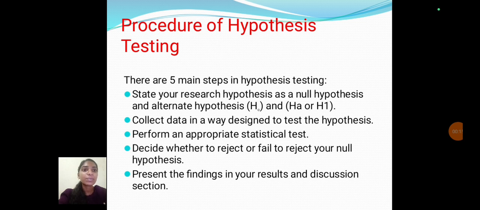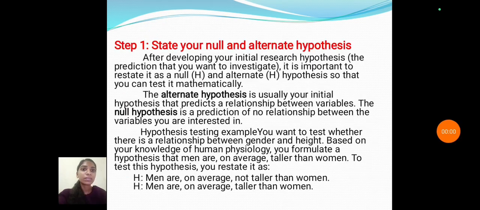Procedure of hypothesis testing. There are 5 main steps in hypothesis testing. State your research hypothesis as a null hypothesis and alternative hypothesis, H0 and HA or H1. Collect data in a way designed to test the hypothesis. Perform an appropriate statistical test. Decide whether to reject or fail to reject your null hypothesis. Present the findings in your results and discussion section.